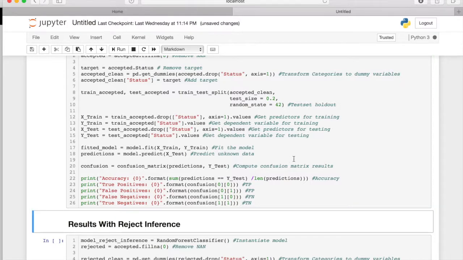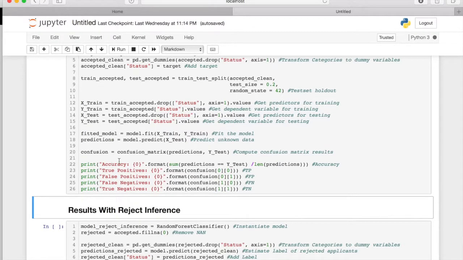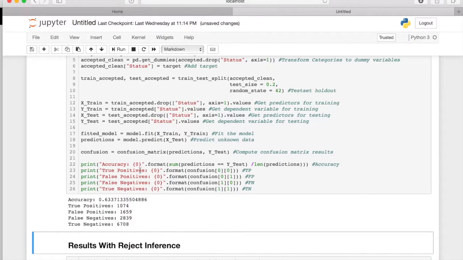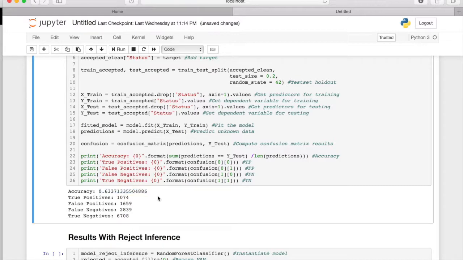So I'm just going to run the algorithm, and we are going to focus on 5 metrics here. For this very brief introduction to reject inference, the most important one is going to be accuracy, and we're going to compare how accurate our model is. Incidentally, there is also a focus on true positive, false positive, which are the classic evaluation tools for classification problems. And we can see that our model has an accuracy of 0.63, which is not bad.